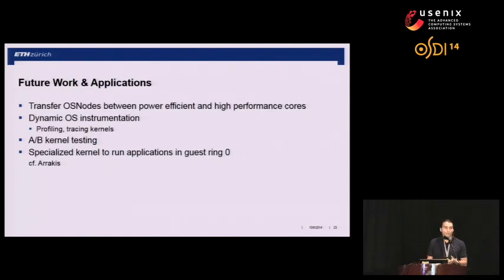To come to the future work and applications that we would like to explore, this concept of having an OS node, which is an entire per-core state, works great if we want to move between, for example, power-efficient and high-performance cores. On the other hand, as kernel developers, we're interested in dynamic OS instrumentation, for example, for profiling and tracing kernels, which we can simply do now by swapping kernels with a debug kernel. Also, to test the impact some of our features have in the kernel, we can simply swap kernels to do A/B kernel testing, for example. Or we have seen the Arrakis talk before, which is essentially a specialized kernel that runs applications in guest ring 0. And with our method, we can simply run this Arrakis OS on some of the cores and move it back later.